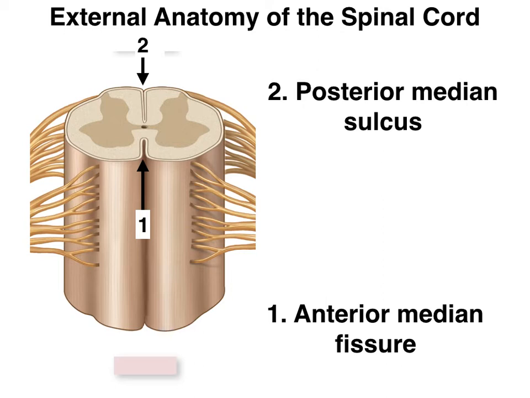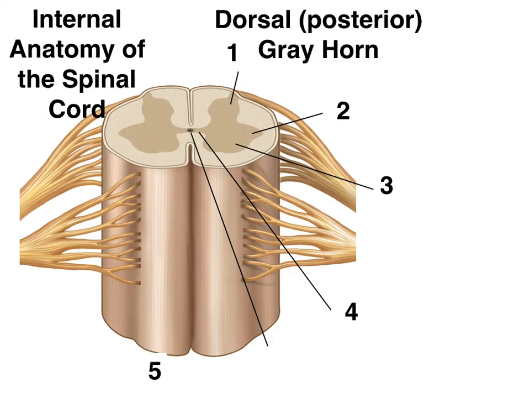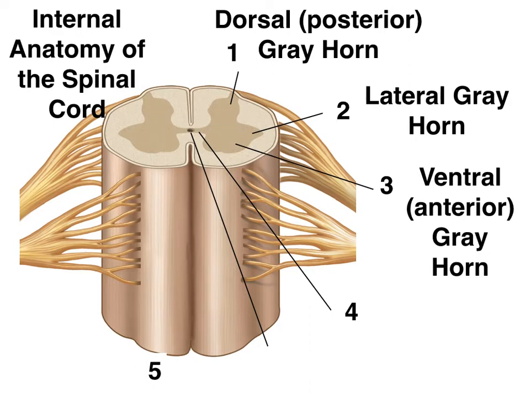So the butterfly actually has several different parts which represent different types of neurons. First, on the posterior, we have a bulge on the back of the spinal cord's gray matter, which we call the dorsal gray horn or posterior gray horn. At number 2, we have lateral gray horns. And number 3, we have ventral gray horns, also known as anterior gray horns. So we have dorsal, lateral, and ventral gray horns.